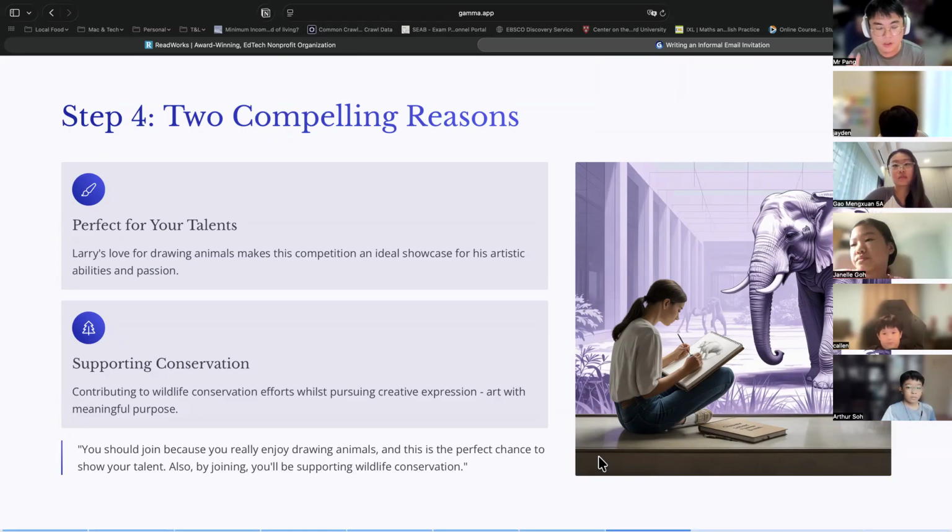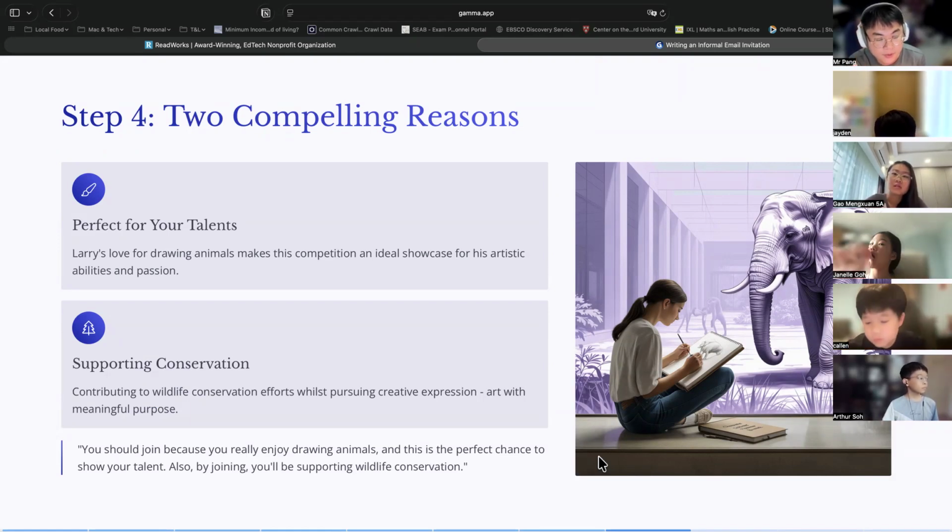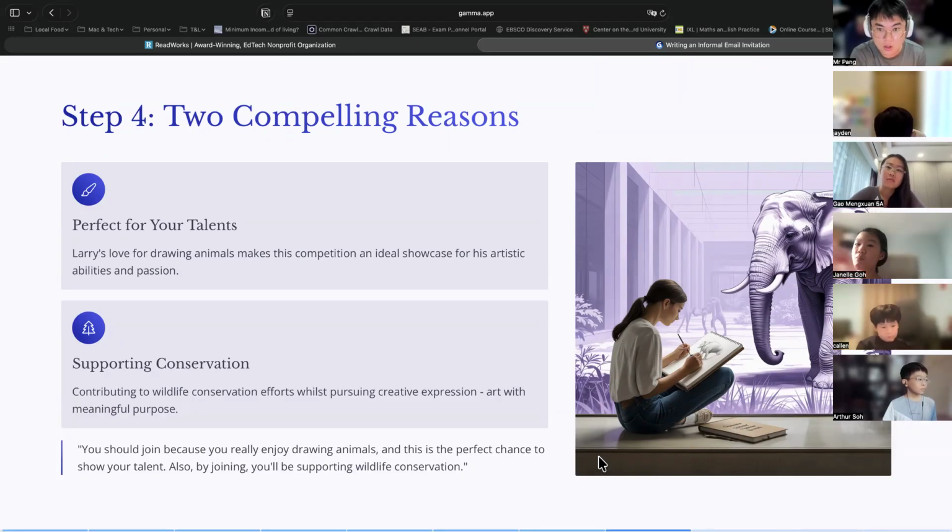Okay, so again, two points, you should, right? So you are using a persuasive tone, right? You use the modal verb should, right? You should. Should is a strong, suggestive tone that you want to adopt when you're telling someone, hey, you should do this. You're not forcing them, but you're strongly suggesting that they do so, okay? So you should join because you really enjoy drawing animals, right? This is a perfect chance to show your talent.